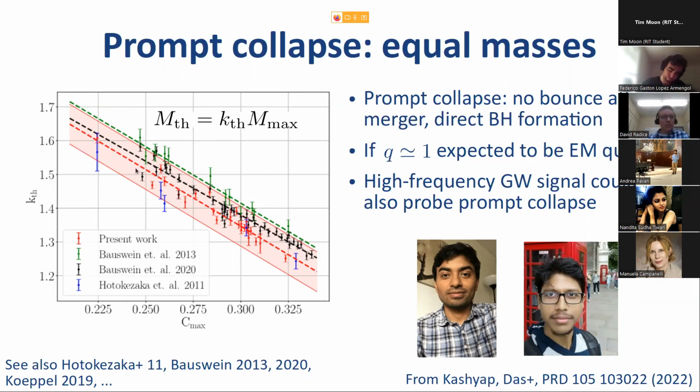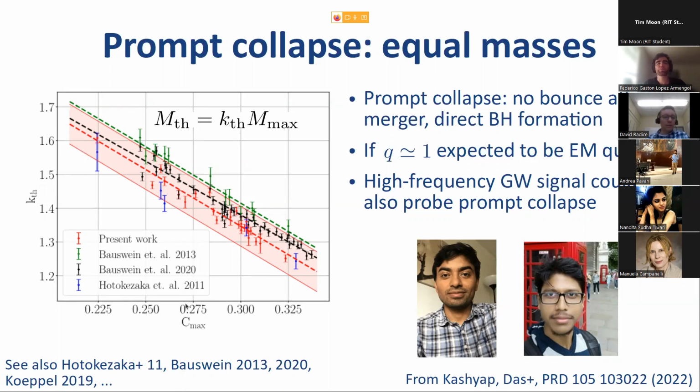And what has also been known for a while, at least since this work by Kento Tokezaka, is that this threshold constant is related to the maximum compactness of neutron stars. So this threshold constant depends on the equation of state, but doesn't depend in an arbitrary way on the equation of state.